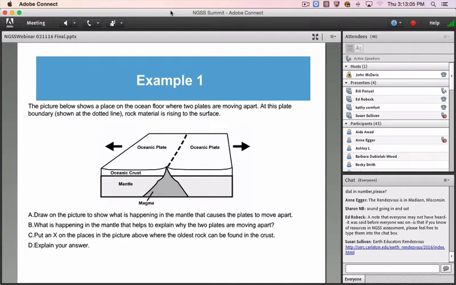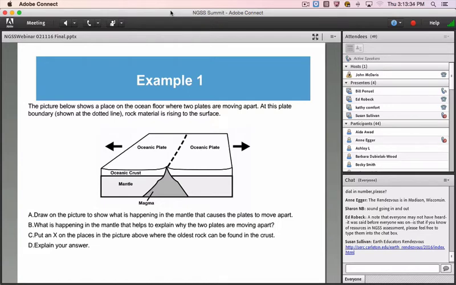Here, I call attention to these 4 parts, which each get at different dimensions or different components of the task. Students have to draw something on this picture to show what's happening in the mantle that causes the plates to move apart. So they're having to represent in visual form what that mechanism is. Then they're having to describe in words what's happening in the mantle that helps explain. So we're getting at the practice of explanation here.